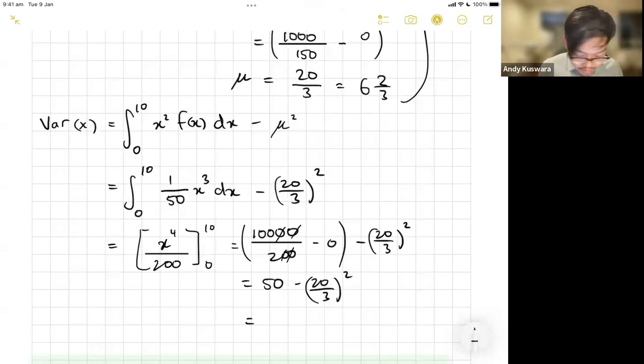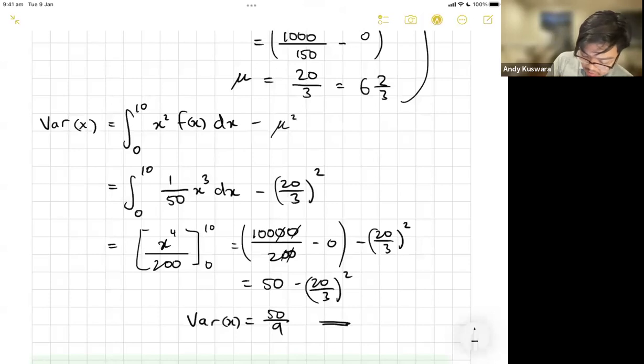Let me just put that in the calculator. 50 take away 20 on 3 squared. I believe that should leave you with 50 on 9. Let me just double check that. Yes, that's correct. So that becomes 50 on 9, and that's your variance of x.